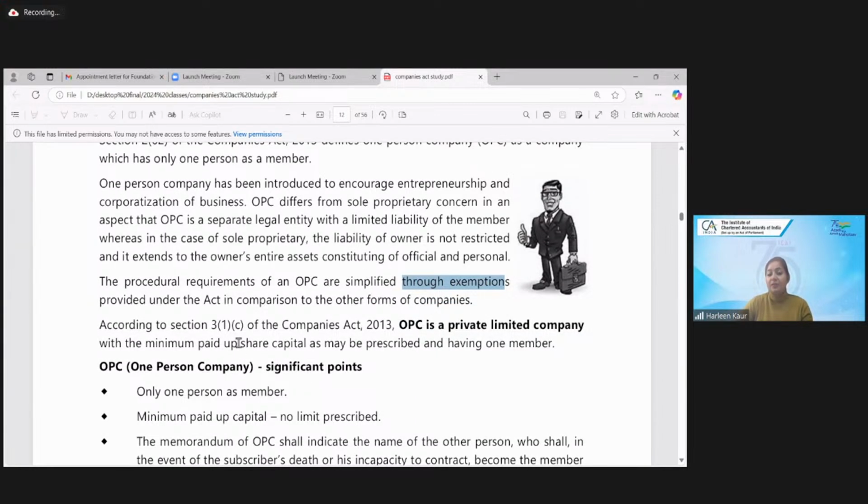Section 3, subsection 1, clause C defines OPC. OPC is a private limited company. Very, very important point. So if I ask you, can OPC be a public limited company? Yes or no? Can we have an OPC which is a public limited company and is coming up with shares to be put up in the market?